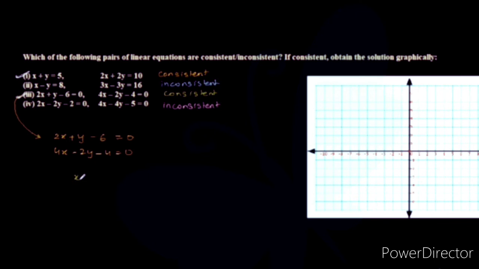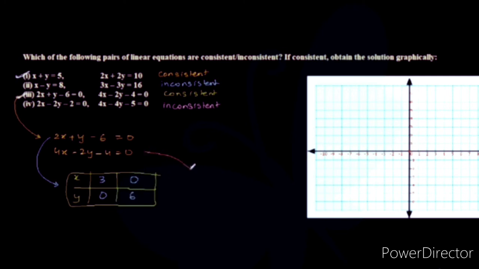So if you just prepare a table quickly, these 2 points would be sufficient, right? So what if you took y to be 0 here? I'm talking about first this equation, 2x plus y minus 6 equals 0. What if y is 0? Then you will have x as 3, right? And guys, what if x is 0? Then you would have y as 6. What about the second equation in the pair? 4x minus 2y minus 4. Preparing the table for the same.